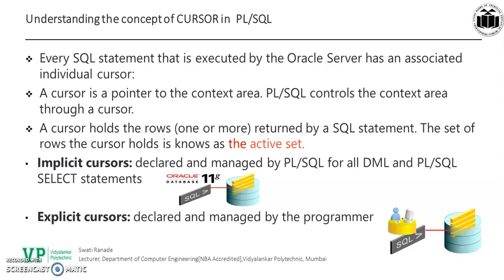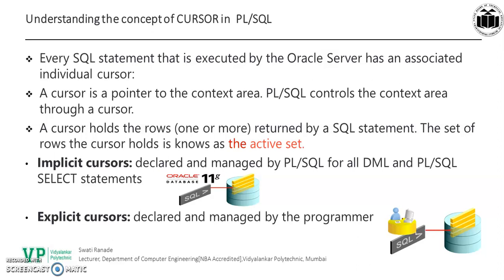The cursor holds the rows, one or more than one record, returned by a SQL statement. The set of rows the cursor holds is known as the active set. So the memory area used by the Oracle server to execute a SQL statement is the context area, and the cursor is the pointer to that context area. A cursor can hold one or more records, and that set of records is the active set.